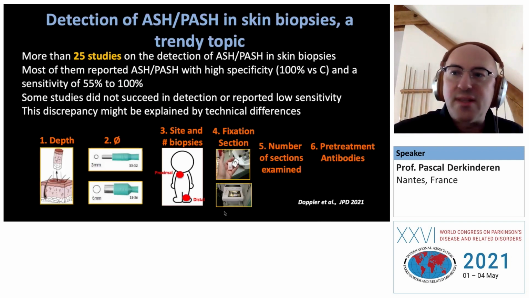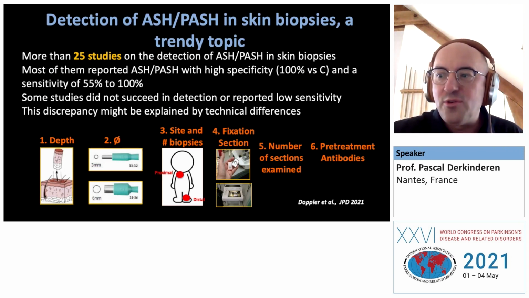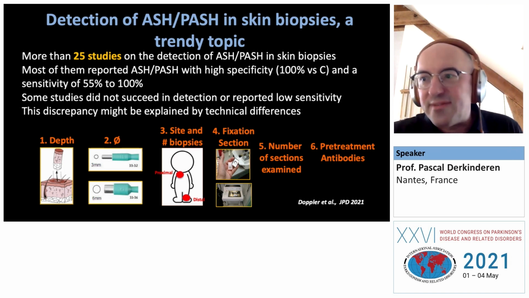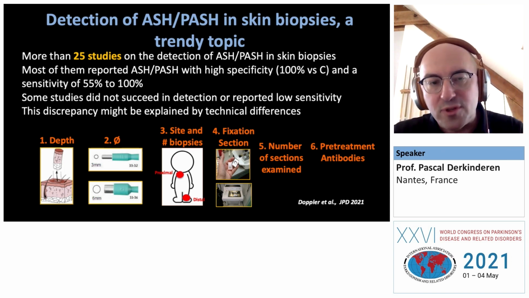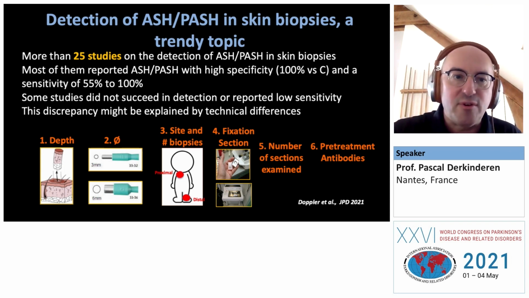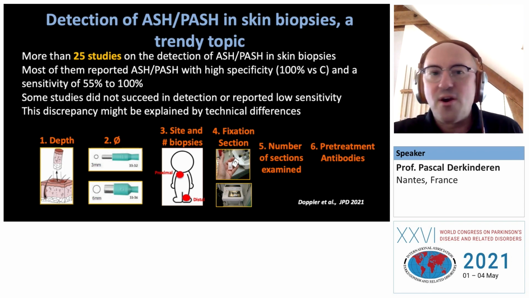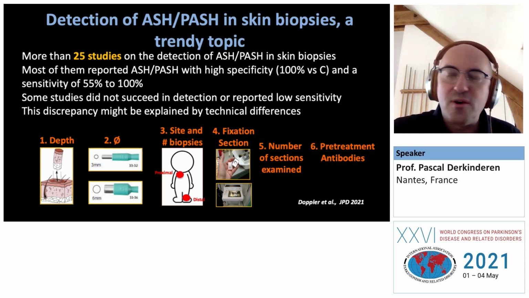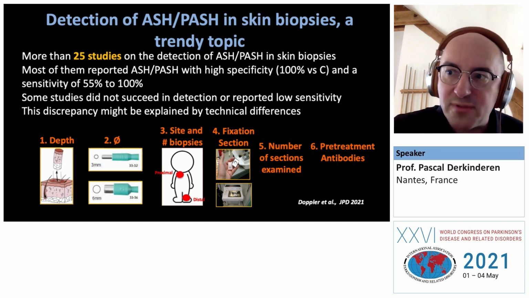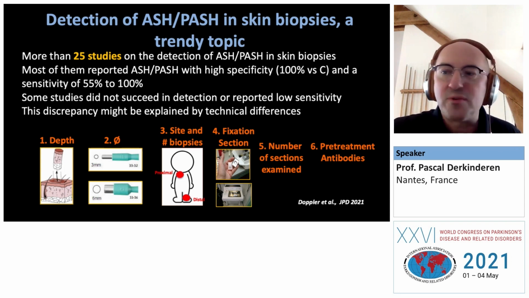There is no need to mention that since then, the analysis of ASH and PASH using skin biopsies has become a very trendy topic. More than 25 studies have been carried out and published on the use of skin biopsies for the detection of Parkinson's disease pathology. Most of these studies reported ASH and PASH with a high specificity, almost 100% versus control, and good sensitivity ranging from 55 to 100%.